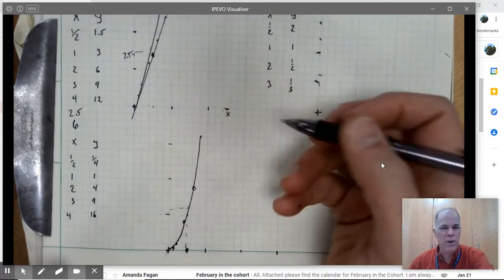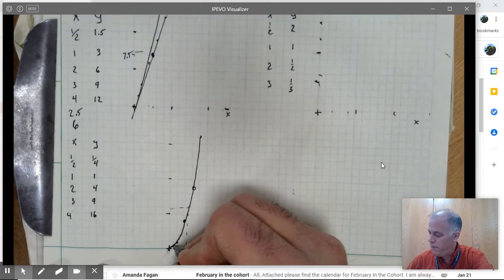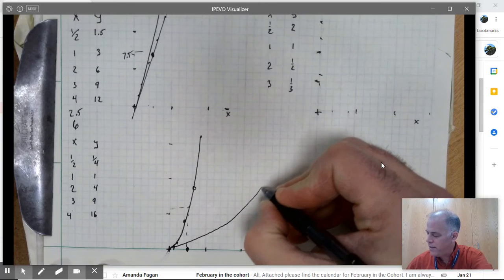I made such a steep one here, it's not really the best example, but what if our data set went something like this?